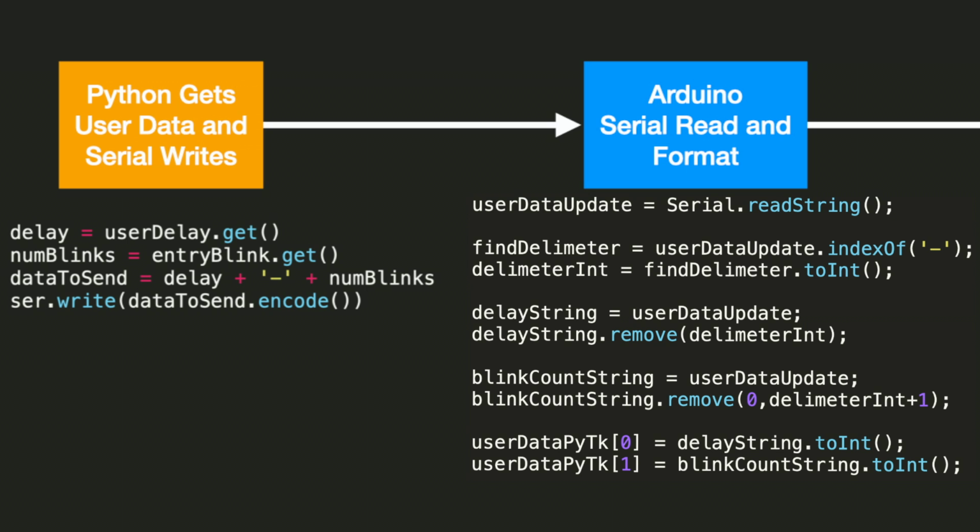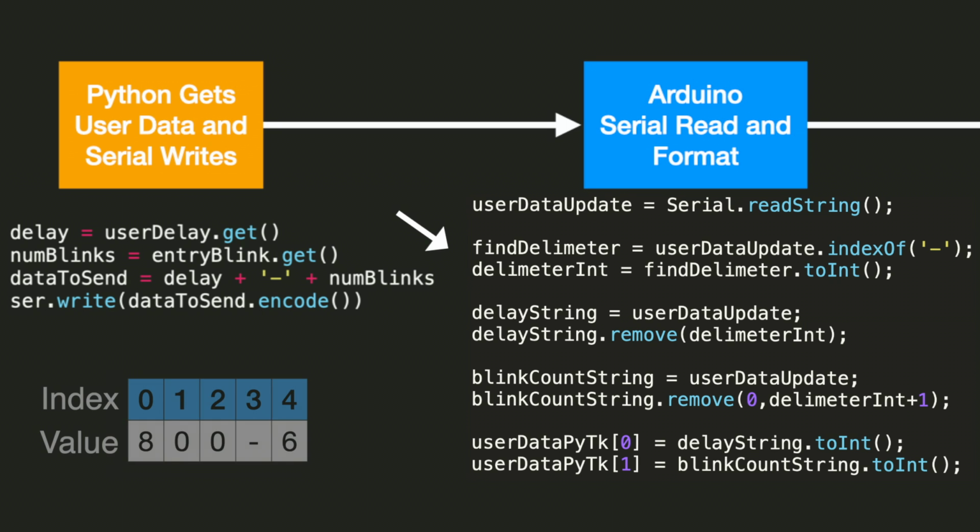So first we need to read the string, so we're going to use serial.readString. That allows us to read to the end of line character. These next lines of code are the initial beginnings of how we split the two values that were sent over in the one string from Python. The key is to find two values. First is where in this string is the delimiter located. Once we know where the delimiter is located, to find the user delay, we remove all the characters to the right of it. And then to find the number of blinks, we remove all the characters to the left of it. So you can see, once we find that delimiter, the left side will be one value, and to the right of it will be the other.